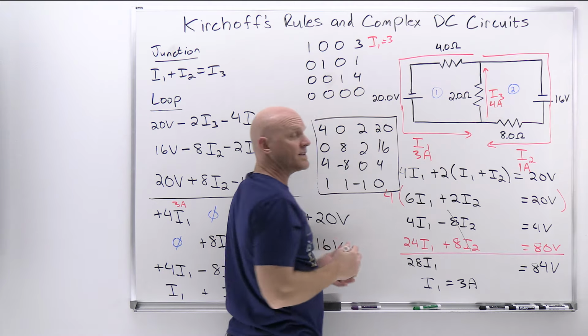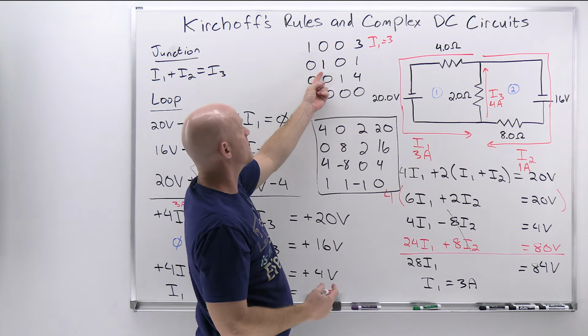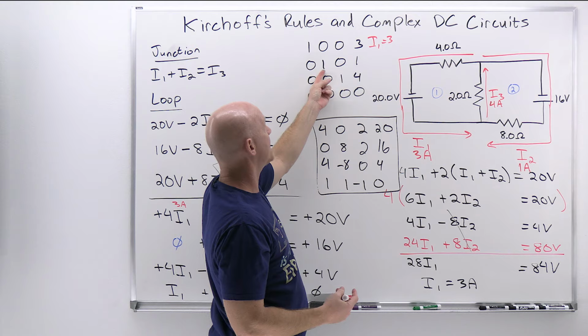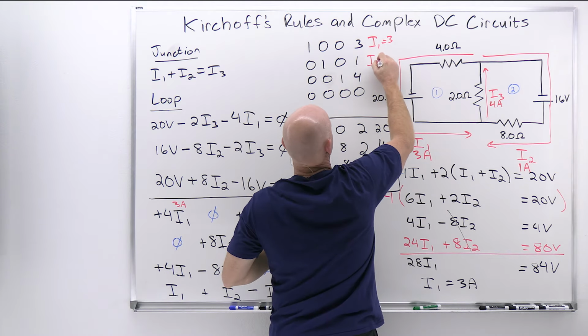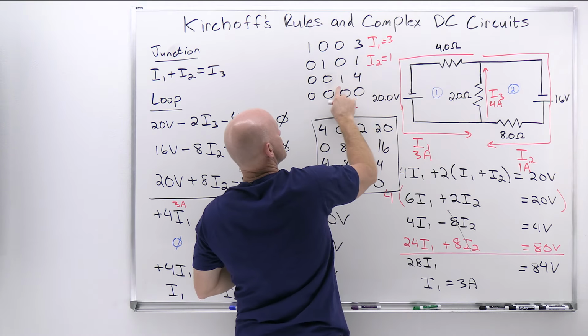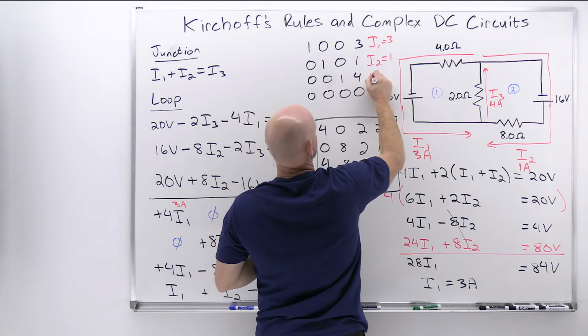And that's what I meant by directly, it just gives you the value of I1. The second one is 0I1 and 0I3, it's I2 equaling 1. And then the last one here is I3 equaling 4. And you see that those match perfectly the values we got. I1 was equal to 3, I2 was equal to 1, and I3 was equal to 4 right off the matrix.